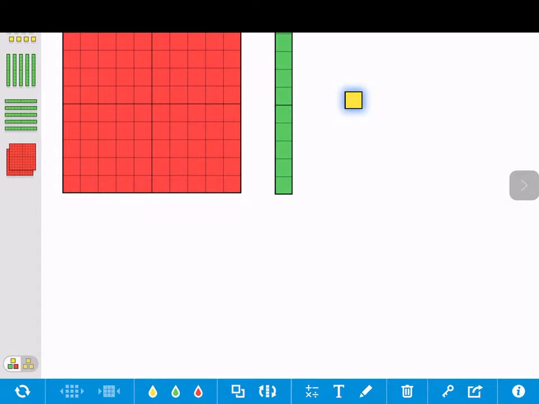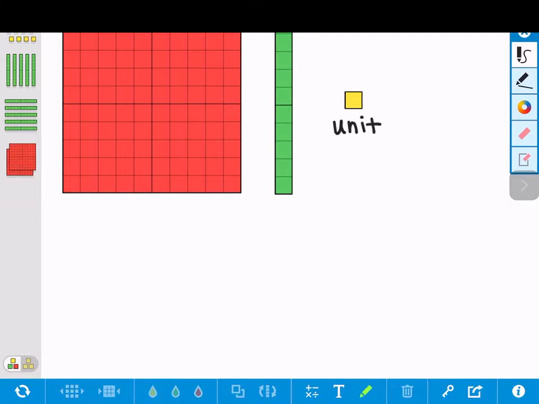So you can see that we have our unit right here, which has one block. Sorry, this is a little bit hard to write on. So we have our unit here that just has one. And then we have our block of 10 here. And then we have our block of 100 here. So we have a unit, which is the 1, a 10, and then 100.